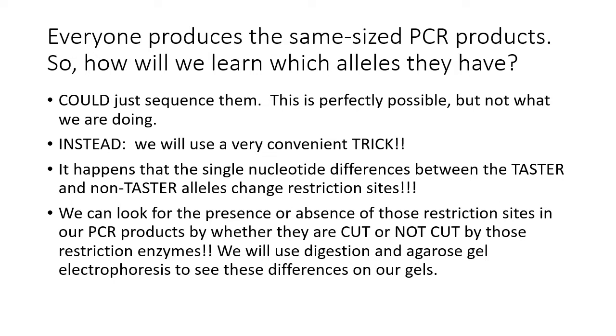Okay, so we want to know what alleles we have. Well, one thing we could do is just sequence them, right? This is certainly possible, but that's not what we're doing. We're going to use a very convenient trick, which is just a coincidence, really, that the single nucleotide differences between the taster and the non-taster alleles actually alter the presence of particular restriction sites. So we're going to look for those restriction sites based on just cutting with the enzyme and running it on a gel, and that's what's going to tell us, based on the sizes of the products, which alleles are present, which ones cut and which ones do not cut.